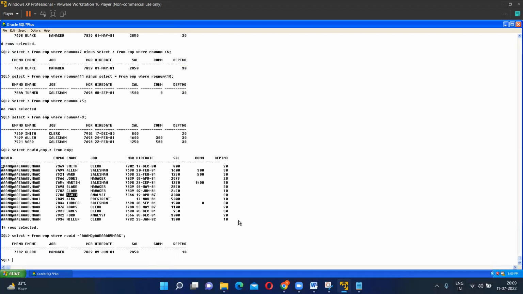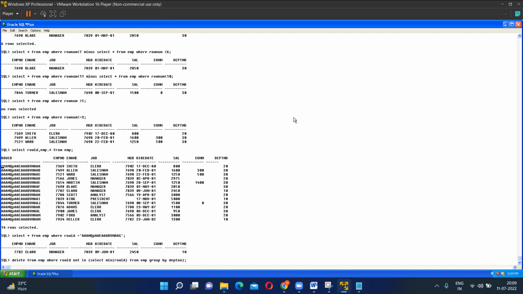Suppose from the EMP table, I want to delete a duplicate. What I will write? Delete from EMP where row ID not in select min of row ID from EMP group by department number. Now, what is this query? Select min of row ID from EMP group by department number means the minimum of row ID, grouping by department number.